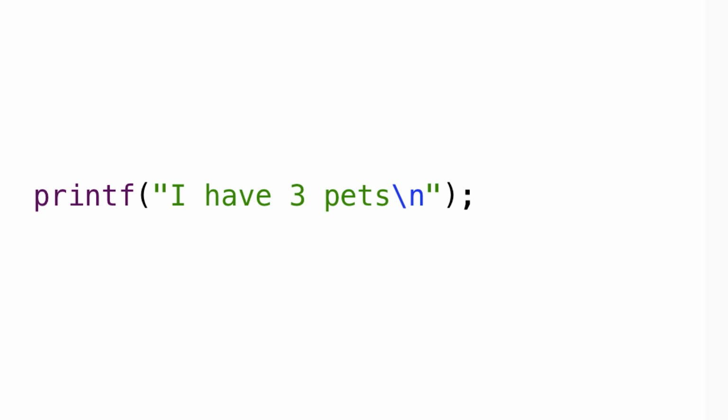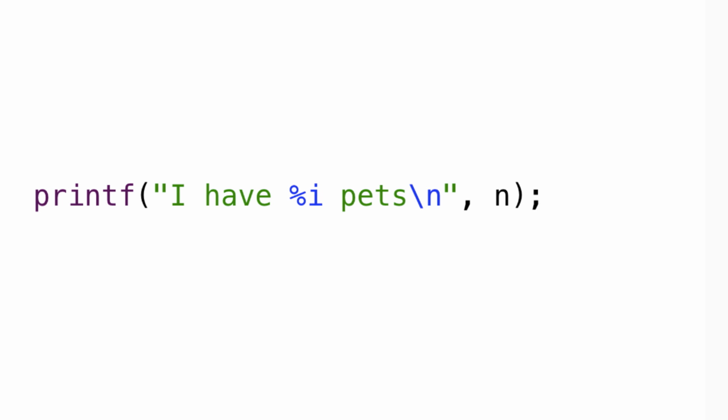If I wanted to tell you that I have 3 pets, for instance, I might use a printf statement that looks something like this. I have 3 pets, and a new line for nice formatting. Now we don't want to simply hard code things. Say the number of my pets changes over time.